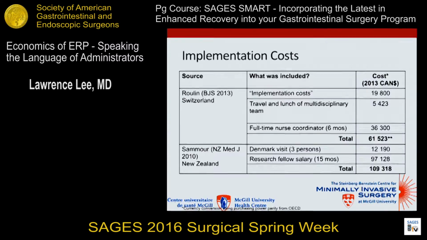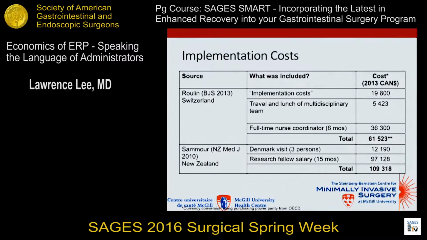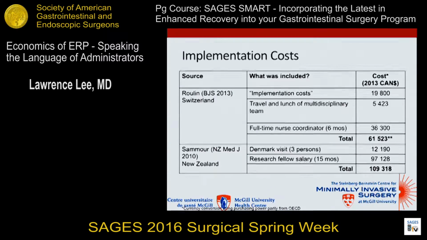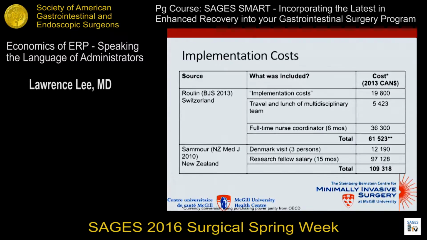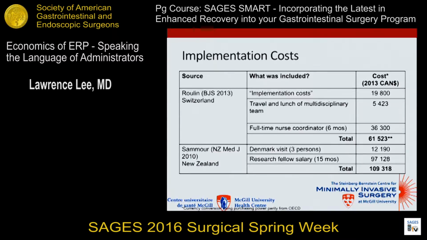How does this compare to the rest of the world? When we look at some studies from Europe, Switzerland, and a study from New Zealand, it has roughly been around the same. In half a year in Switzerland, it was $61,000, and around $110,000 in New Zealand dollars. Again, this is converted to Canadian for comparability. So how does this compare to the US though?